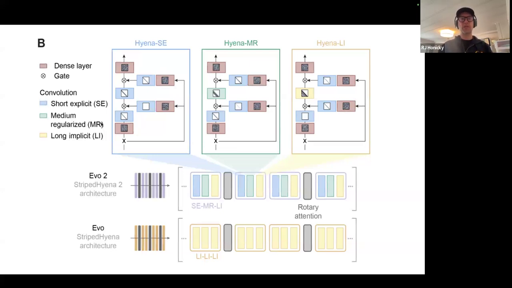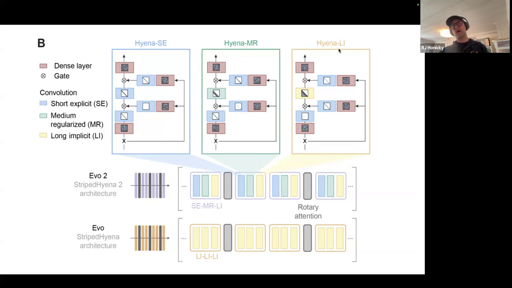One is this short explicit, and disappointingly they didn't have a good Toeplitz matrix diagram of this, but you can see this is basically a line here. You can think of it as somewhat related to local attention, where you have just a few tokens of context close by that you're looking at, and everything else is 0. Then you have this medium regularized, which is more context, in the range of a couple hundred tokens, and everything else is 0.